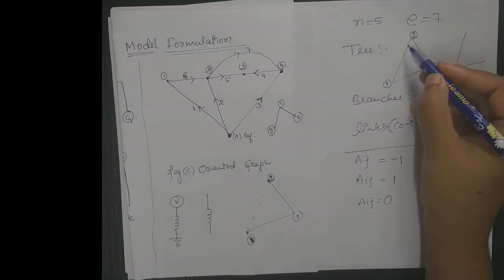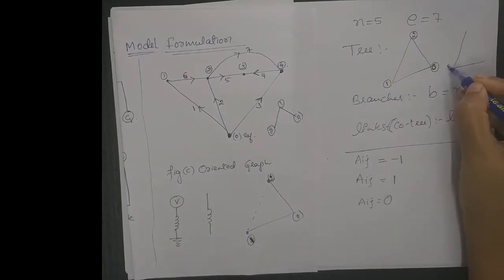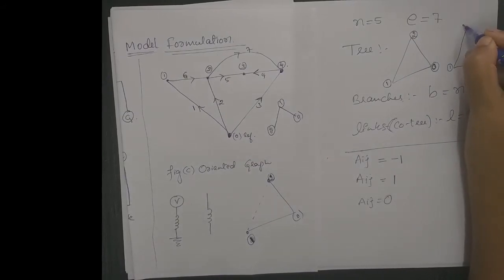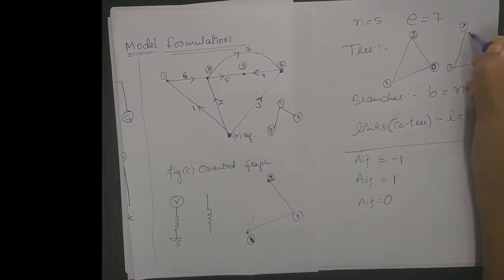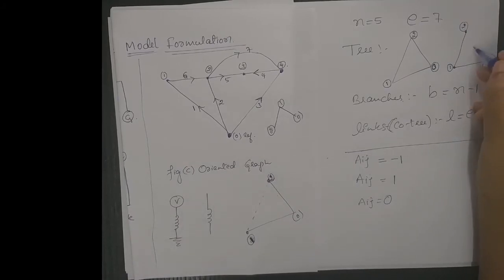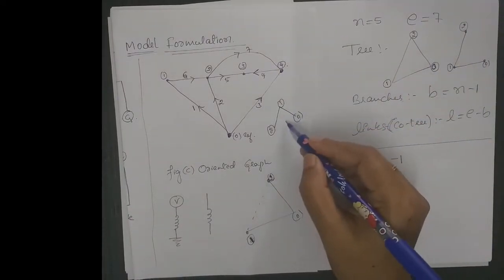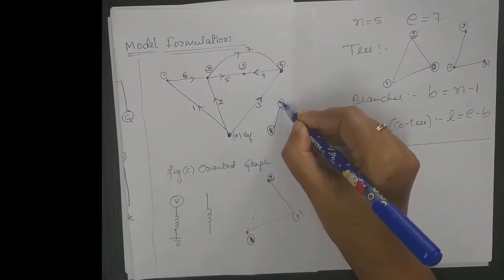So if I consider this simple network, this contains all the 3 nodes, but it is not a closed path. So this can be a tree, or this can be a tree, or this can be a tree.